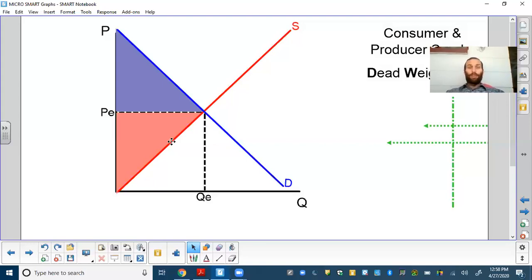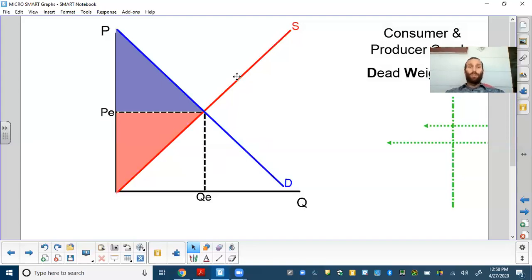Some maybe make it for $3, but they get $5. Some for $4, but they still get $5, so they get an extra dollar of benefit. And then some would be willing to make it for $5 and sell it to you for $5, so they're back at that equilibrium right here. So this is what we call producer surplus. It's the extra benefit producers get when they sell a good at the market price.